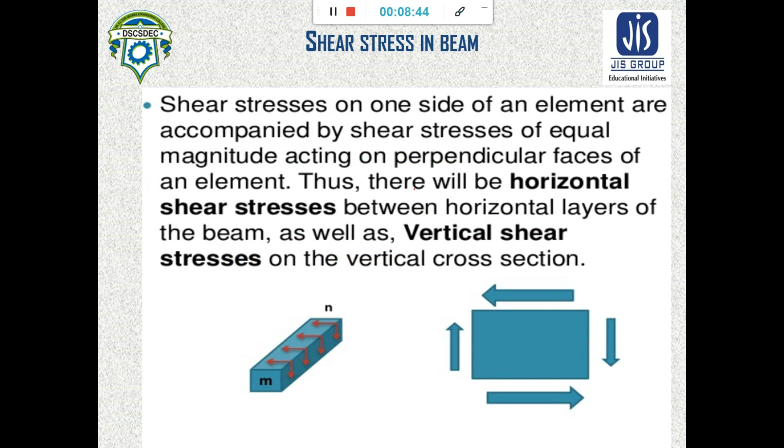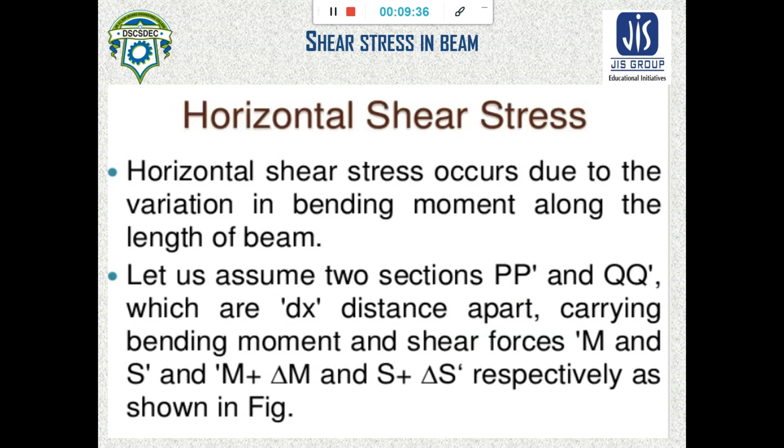So we can say that shear stress on one side of the element is accompanied by shear stress of equal magnitude acting on the perpendicular faces of the element. Thus there will be horizontal shear stresses between horizontal layers of the beam, as well as vertical shear stresses between vertical cross sections. That means shear stress always stays in a pair, and that pair will be perpendicular. In this bar, these are the horizontal shear stress and these are the vertical shear stress.